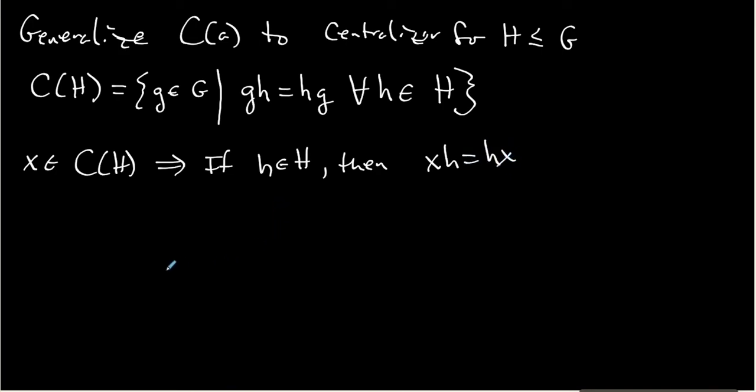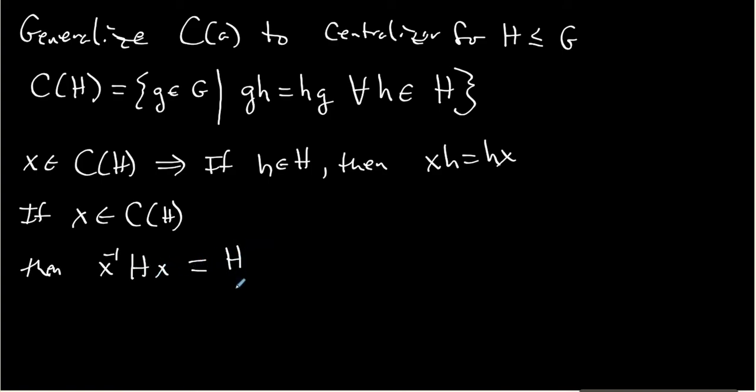Now, this brings up an interesting question, and I want to look at it this way. If x is inside the centralizer of a particular subgroup H, then it turns out that the conjugate subgroup x inverse times H times x is going to have to be equal to just the subgroup H itself. And that's something that is pretty straightforward.